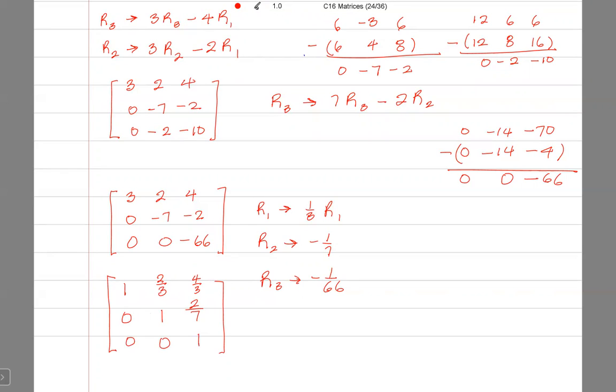So what we've been practicing is row reduction, and what we have been doing is reducing a matrix to row echelon form.